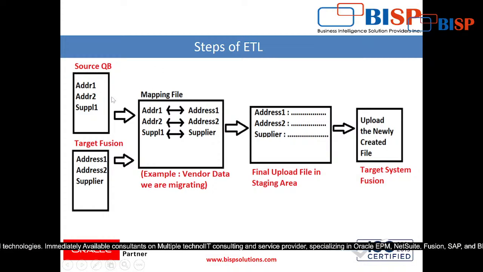Now in the source QuickBook system, suppose there are some headers which use different labels, and in the target Fusion there are some different labels. Same thing is done with every master record. So first we will do the mapping part and then we will replace them. How will we replace them? With the help of scripting, right? We will see later on, and then upload the newly created file.